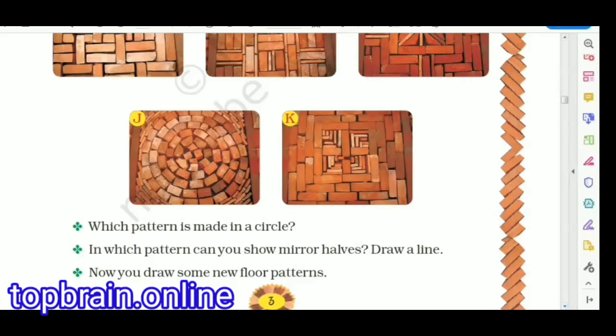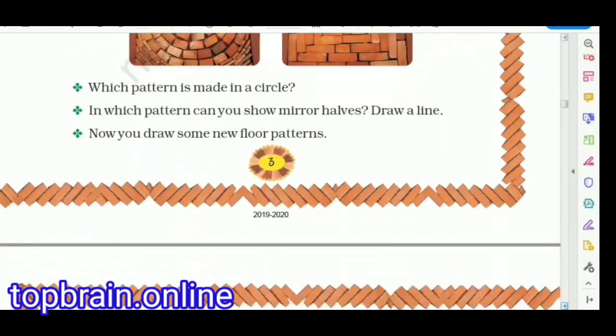The picture J is made in a circle. So second question, in which pattern can you show mirror halves? Draw a line. I have already told you the concept of mirror halves, so do it yourself. Now you draw some new flower pattern. So draw a flower pattern and show me.